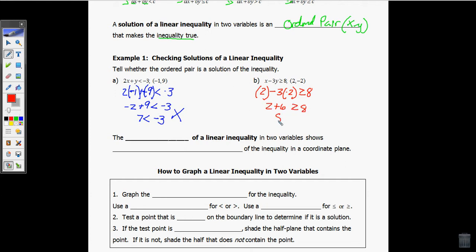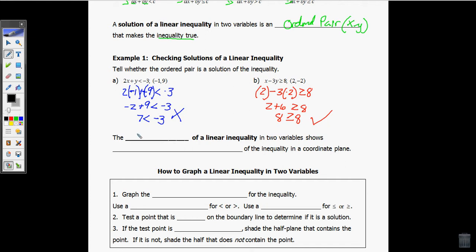2 plus 6 is 8, greater than or equal to 8. Well, is 8 greater than or equal to 8? It's a good thing that "or equal to" is in there, because that means it's true. 8 is equal to 8. Beautiful. So two examples here, one where it does not work, and one where it does work and it is a solution. Alrighty, let's move on up.